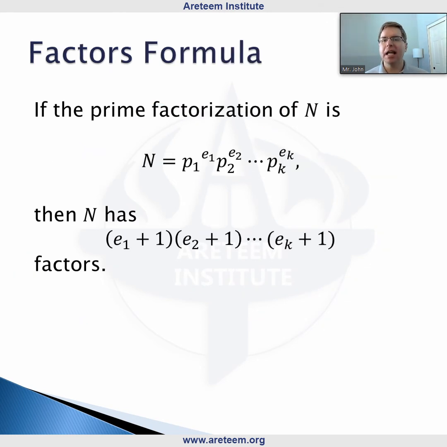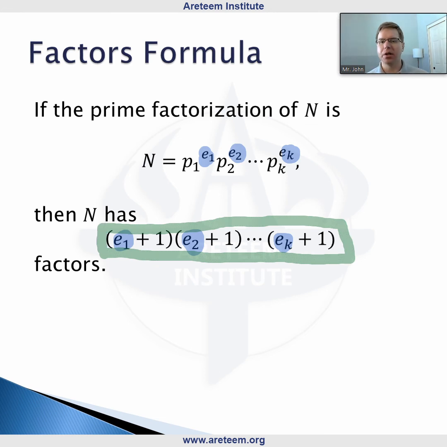Just looking at a more formal, complete formula for this. So if we have the prime factorization of a number n is p1 to the e1, p2 to the e2, up to pk to the ek, as we mentioned, the procedure is you look at all of the exponents. We have e1, e2, all the way up to ek, and then you add 1 to all of those numbers, and then in total, that will give you the number of factors.